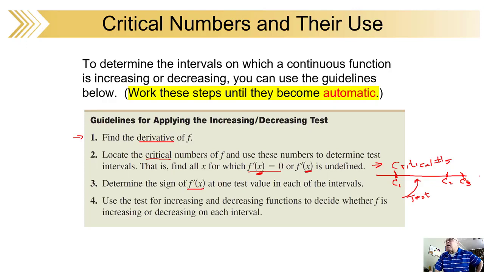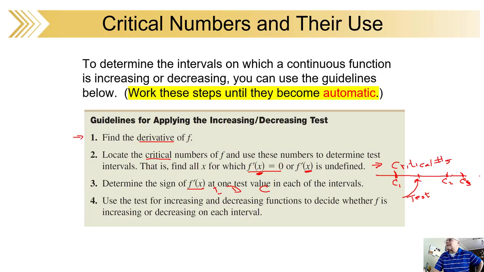Is that number positive, negative, or 0? That's going to tell you whether it's increasing or decreasing or constant all the way through that interval. It doesn't matter what number you pick in that interval, it's going to tell you what's happening with all those places in that interval. You go over here between C2 and C3, critical number 2, critical number 3.